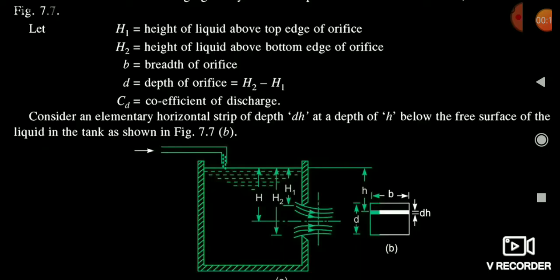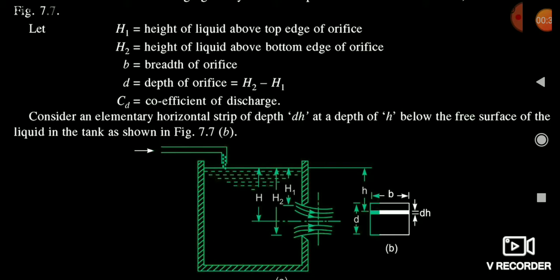And friends, this is the derivation for a small orifice. And this derivation is very simple. Whatever we have studied in our intermediate, take a small part, an integration dx part and dh part at depth of h, where h1 is the height of liquid above the top edge of the orifice and h2 is the height of liquid above the bottom edge.